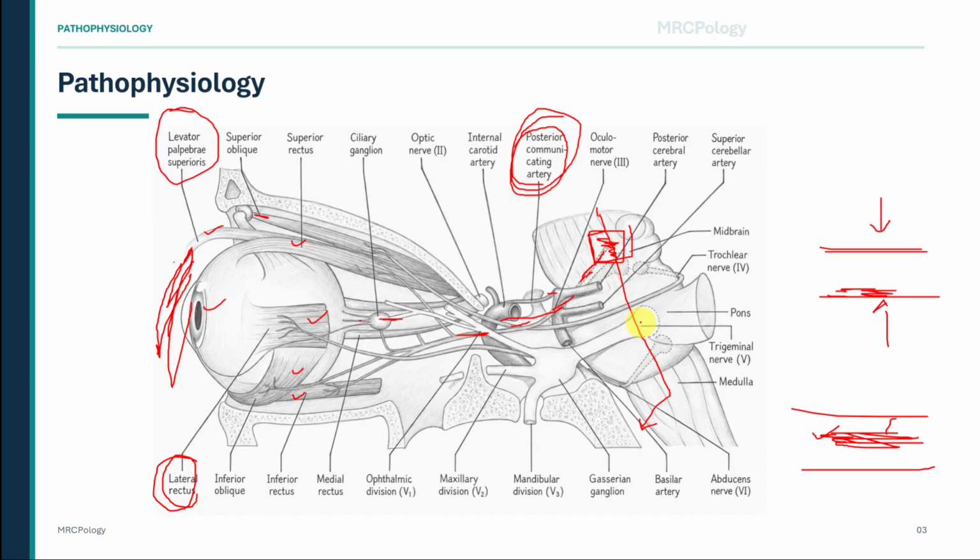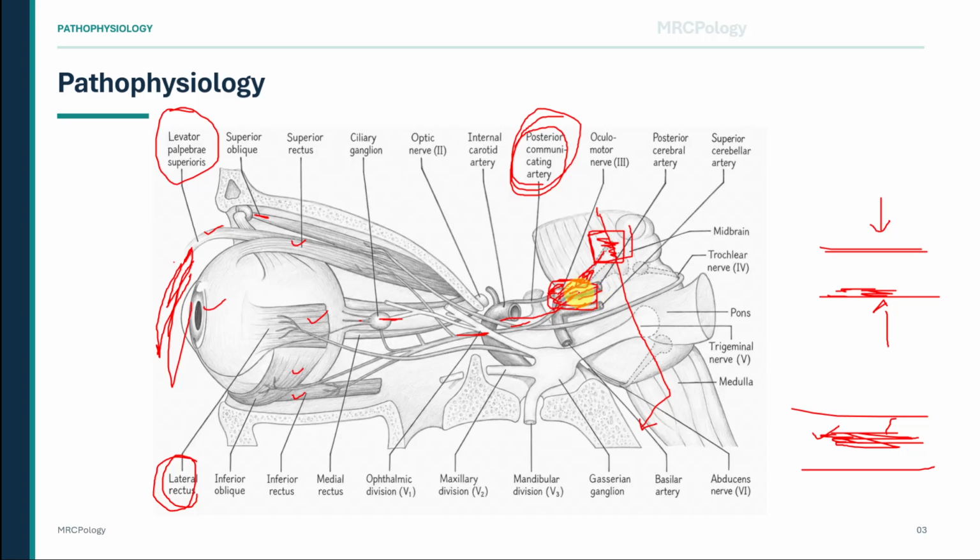Next, the subarachnoid course. After leaving the midbrain, the third nerve passes close to the posterior communicating artery. A posterior communicating artery aneurysm can compress the nerve and classically causes a painful third nerve palsy with pupillary involvement. This is an emergency because aneurysmal rupture can lead to subarachnoid hemorrhage.